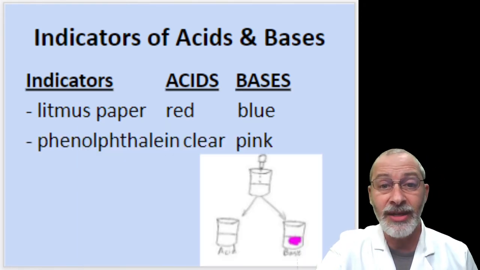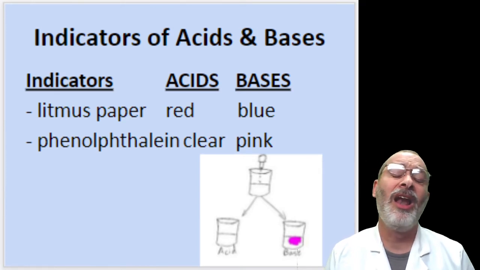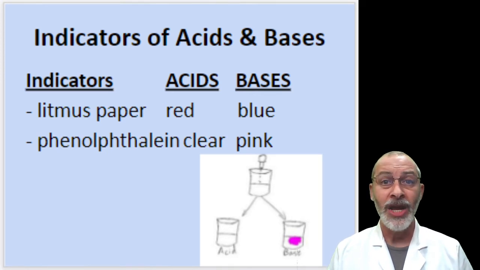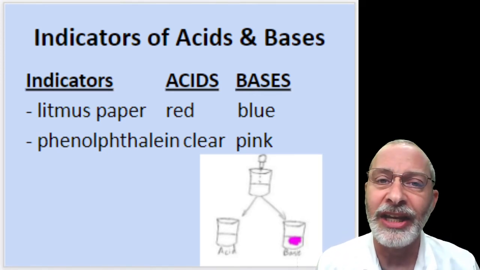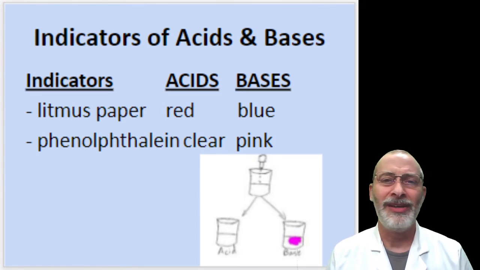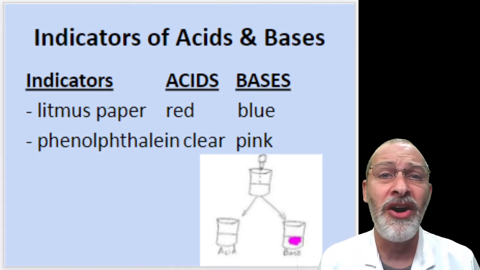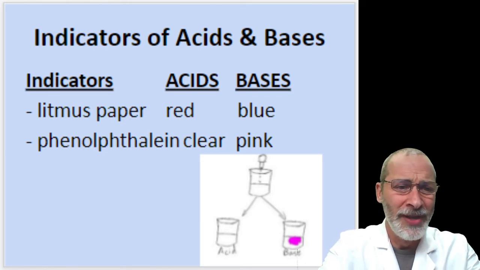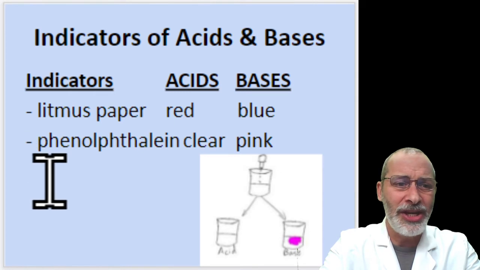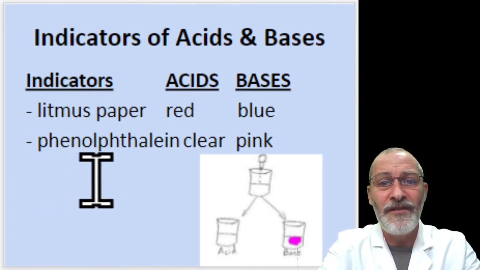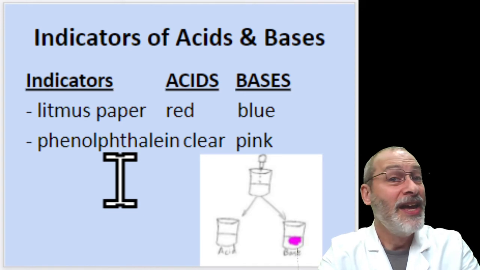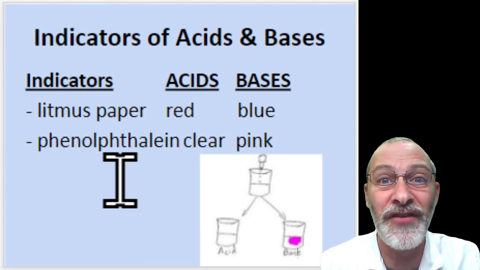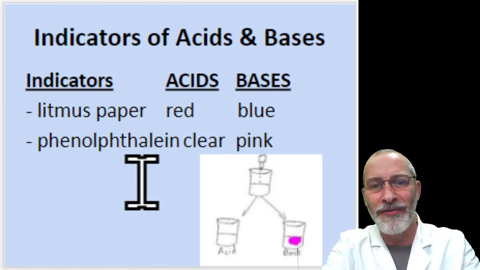All right, next indicator is something that I love to say. It's one of those cool science words, and it is called phenolphthalein. Say it with me, can you? Phenolphthalein. Oh, that is just a cool science word. Let's look at it. The PH is pronounced as an F. Phenolph. Everybody say phenolph. One more time. Phenolph.